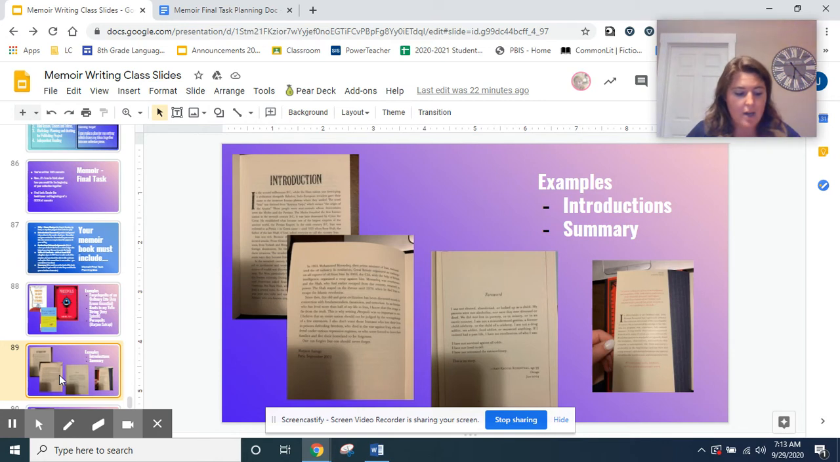You could think about the foreword in Encyclopedia of an Ordinary Life and how it's really short, right? She just talks about how she's very ordinary. That's the title of her story.